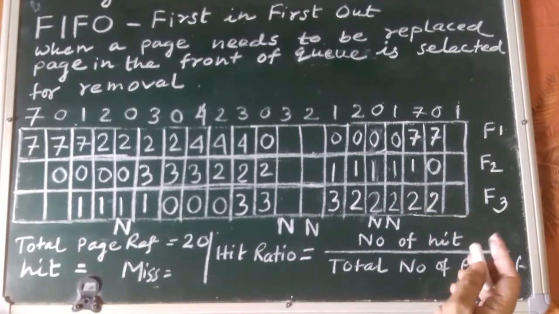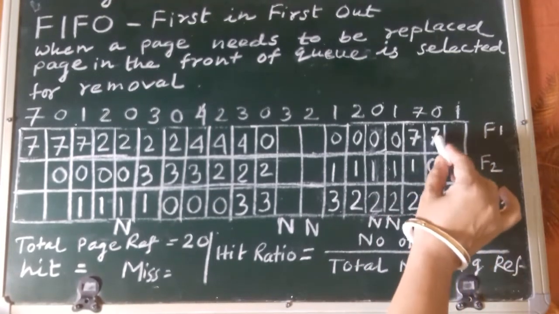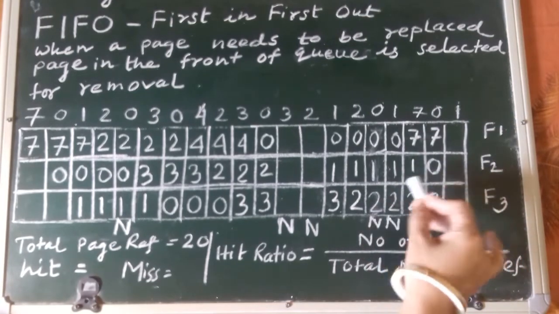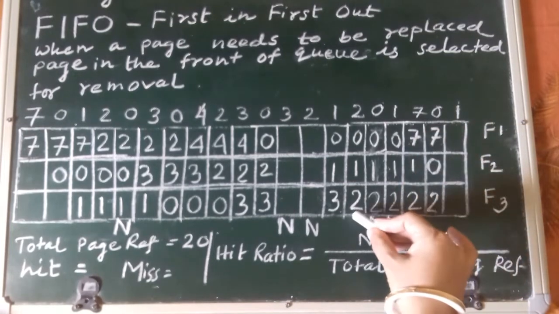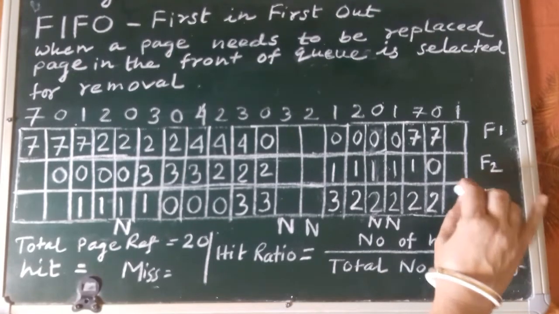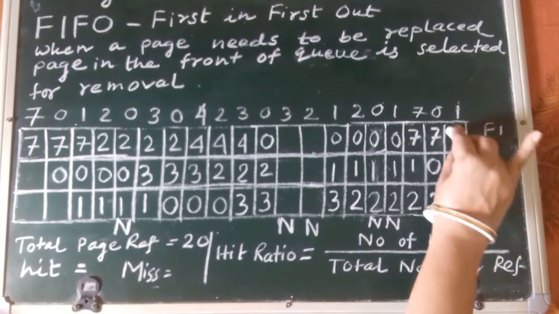Next reference is for page 1. 2 entered first. After that 7, after that 0. You can see the occurrence here. So who will take the place of 2? 2 will be replaced with 1, and 0 and 7 remain.